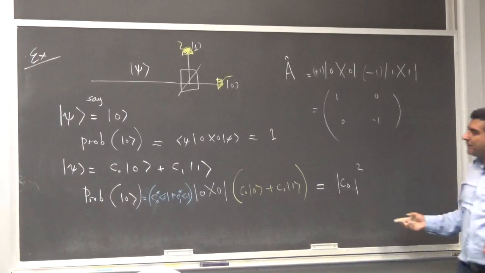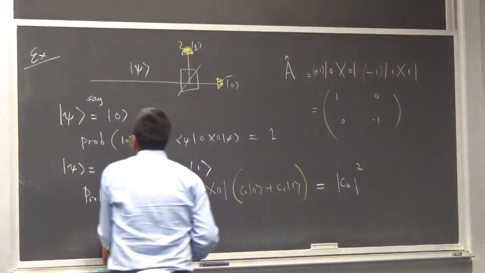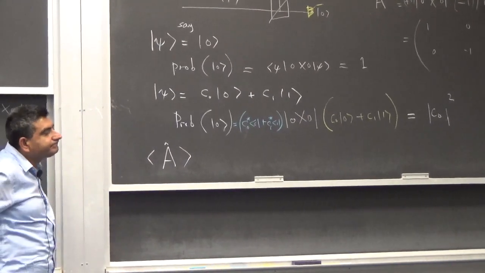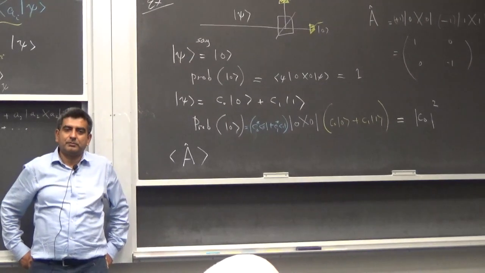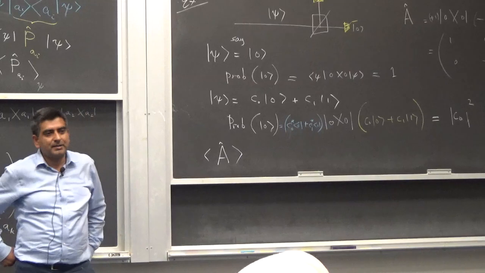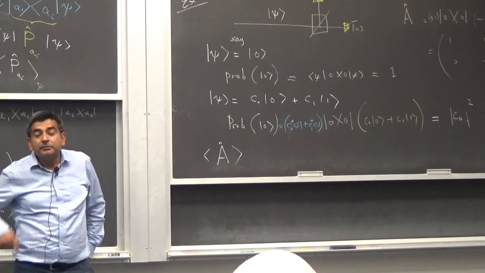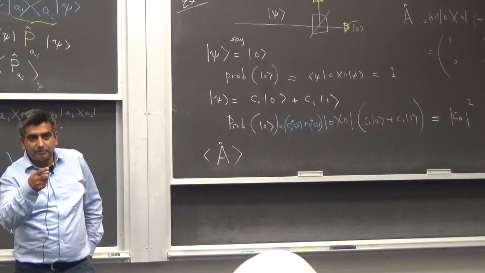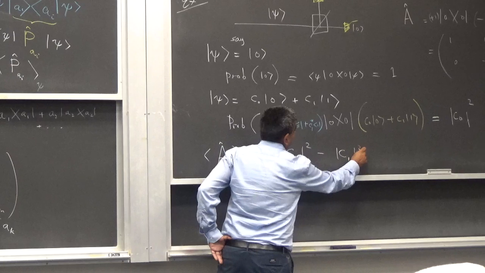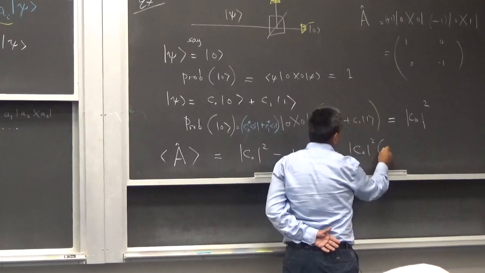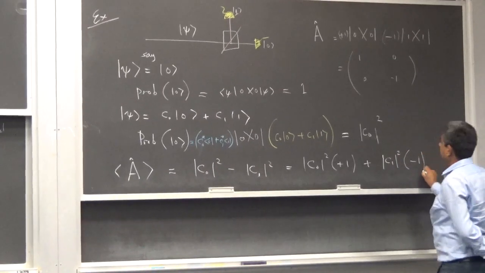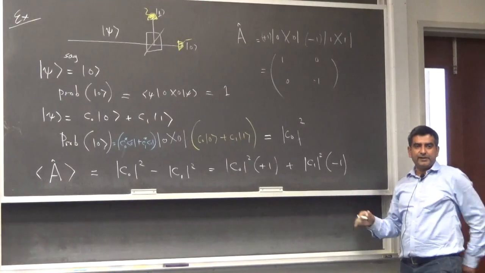Correct? And if I were to have this input state, what is the expected value of this operator? What's the expected value of this operator here? Say 0? No. Follow? C0 mod square minus C1. Exactly. C0 mod square minus C1 mod square, which is really C0 mod square times the associated eigenvalue plus C1 mod square times the other eigenvalue. So this is the expected outcome.